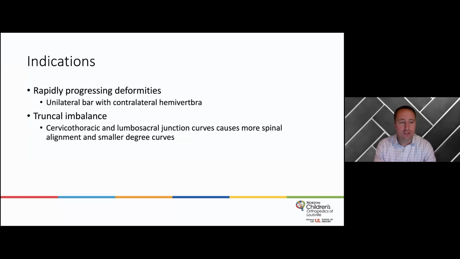So the indication for surgery is if you have a rapidly progressing deformity. So once again, if they have the bar on one side and a hemivertebra on the other side that has a normal disc above and below, then you're probably going to need to proceed to surgery at some point for that child. And if they have significant truncal imbalance, I think that's what you'll notice with these kids with congenital scoliosis, because their curves are not regular idiopathic curves, and so they may be trunk shifted. So when they're standing, their trunk is shifted to one side significantly more than they would be if they had a flexible scoliosis curve. The cervicothoracic and the lumbosacral junction usually cause more of that truncal imbalance as well, even at smaller degrees.